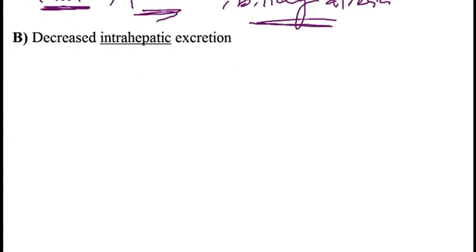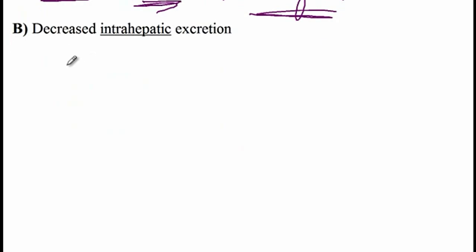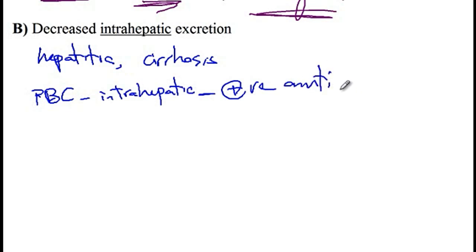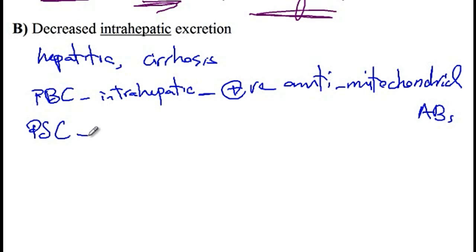Decreased intrahepatic excretion of bilirubin can also lead to conjugated hyperbilirubinemia. Examples of causes of decreased intrahepatic excretion include hepatitis, cirrhosis, and primary biliary cirrhosis, which is an autoimmune disorder of the liver that causes progressive destruction of the intrahepatic bile ducts, and these patients test positive for anti-mitochondrial antibodies.